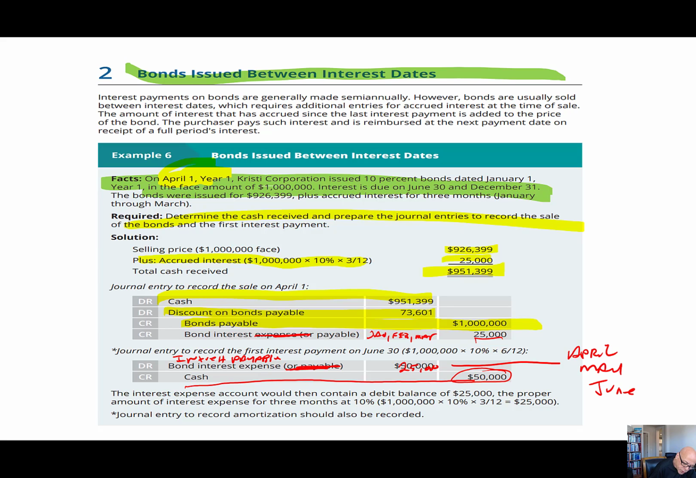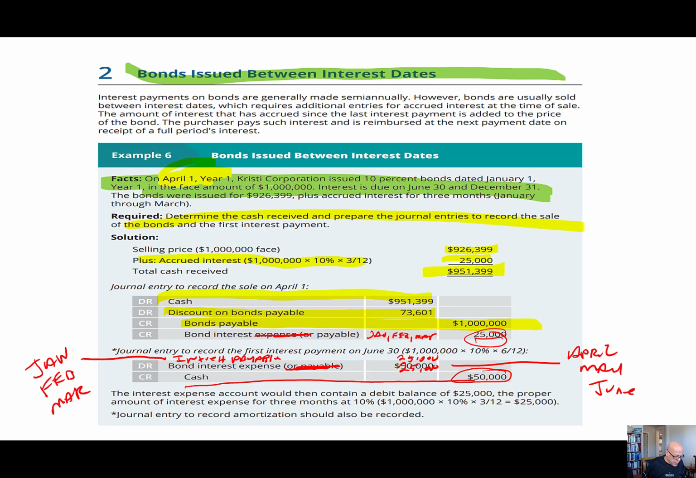Bond interest payable, $25,000. Okay, and that's the, I'll write it over here. That's the interest for January, February, March. In other words, you're liquidating this liability that you'd set up here. Okay? All right, good. That's not too bad either.